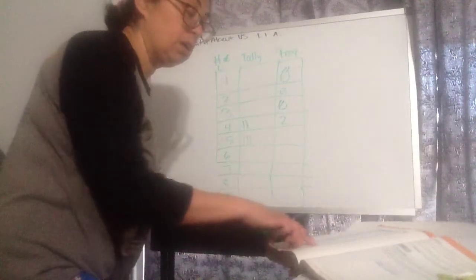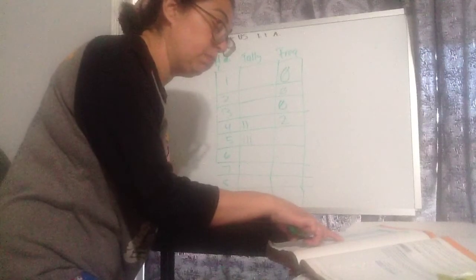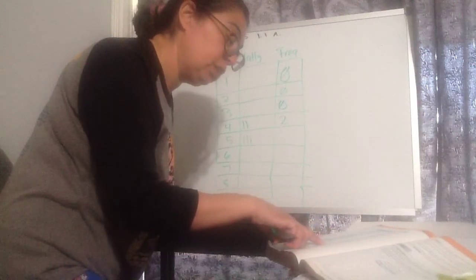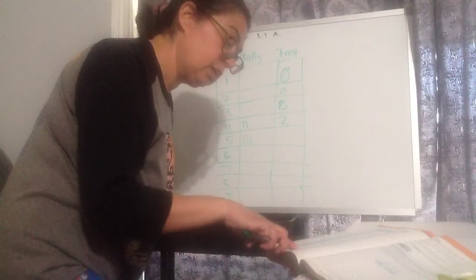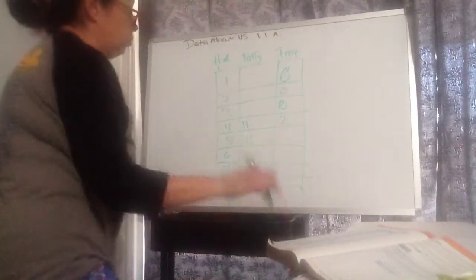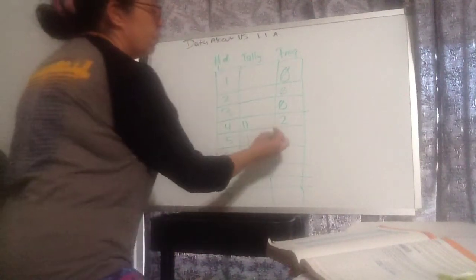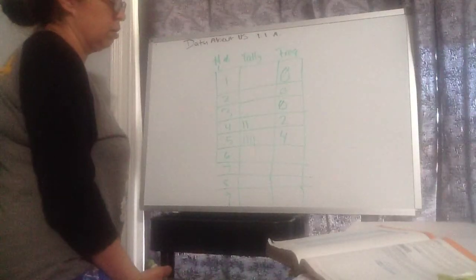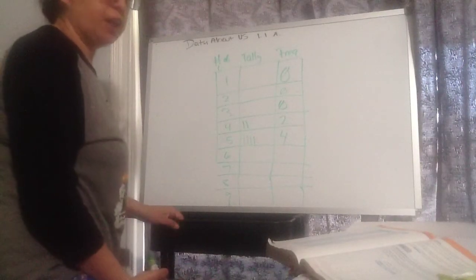So, Lin, 5, 3, and then Wu Zhu, 4. So I have 4 tally marks. 1, 2, 3, 4. There are 4 names that have 5 letters.